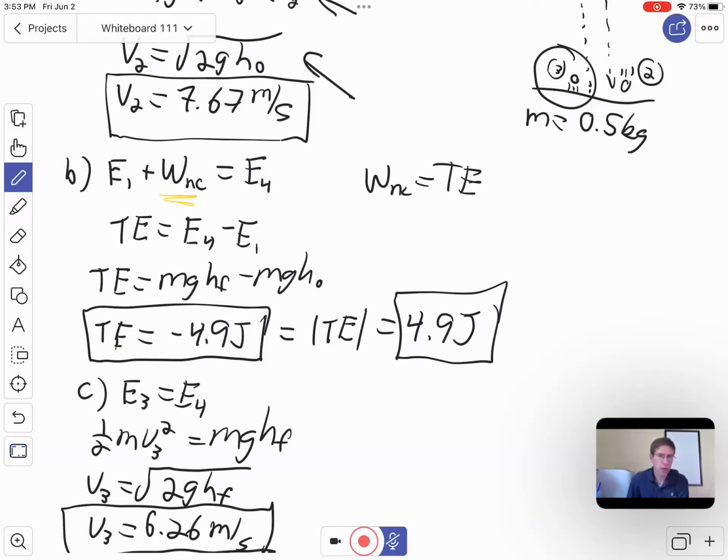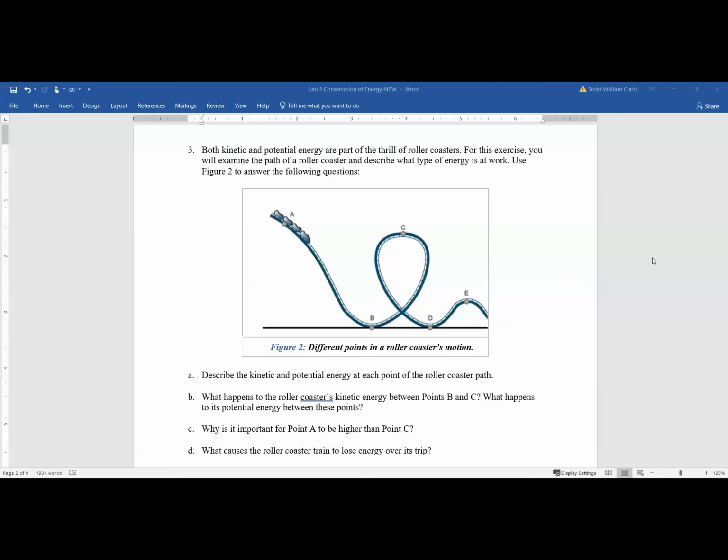And so now for question 3, I'm going to flip back to the actual lab. So here's Prelab question 3. I'm not going to write or type anything. I'm just going to talk through it so you can check your answers on this. So here we see this roller coaster situation, and we're told to discuss these 5 points, A, B, C, D, and E, where the roller coaster is.